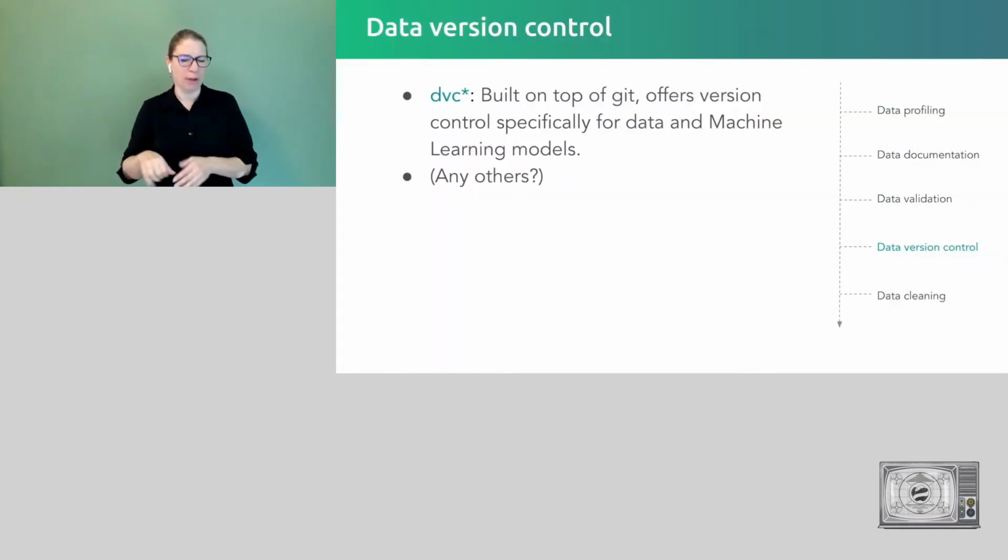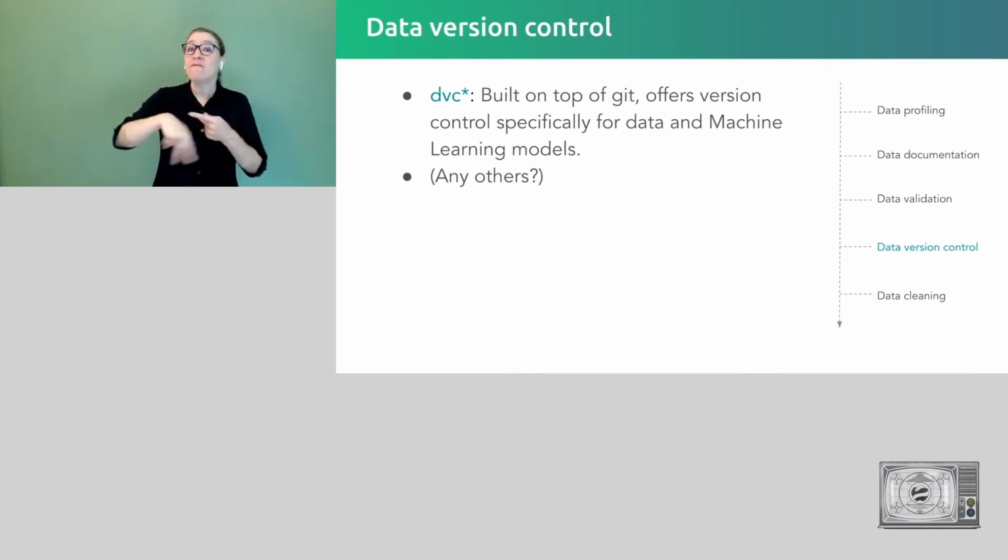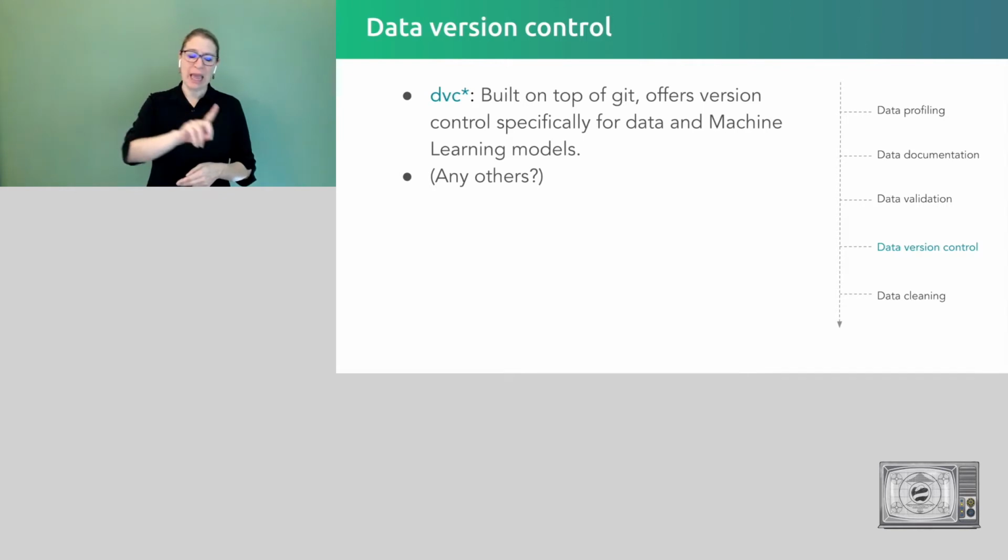In the space of data version control, the only tool I've found so far that's fairly advanced is DVC, data version control, which is built on top of Git. So it offers version control specifically for data and machine learning models. So it has a lot of different features, but at its core, it is version control for data in the same way as you would version control any kind of code using Git.